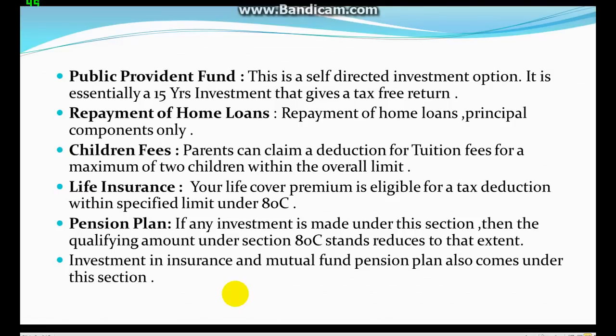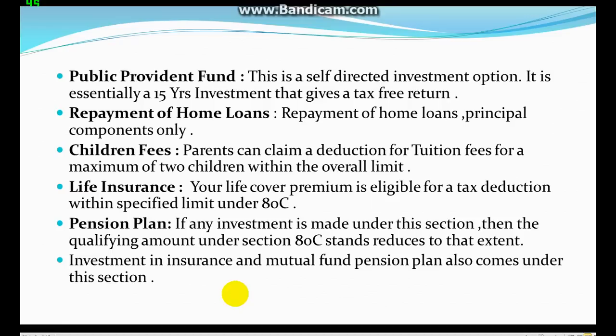Then children fees. Parents can claim a deduction for tuition fees for a maximum of 2 children within the overall limit. So if you are paying the fee to any school for your children, the number of children is limited here to 2, and let's say as per school there are 3 components: tuition fees, development fees, examination fees.